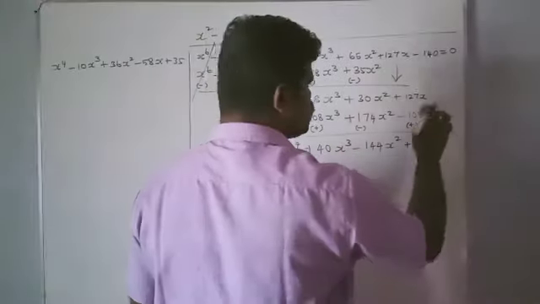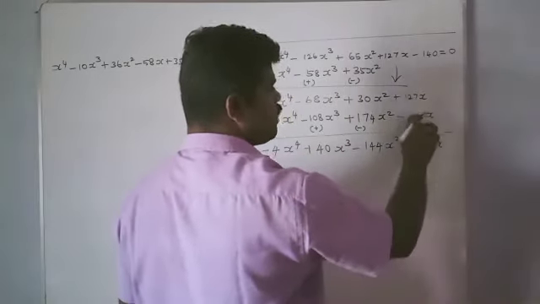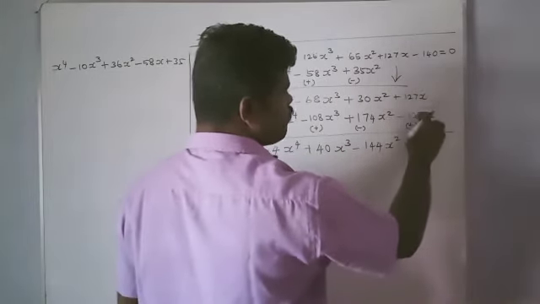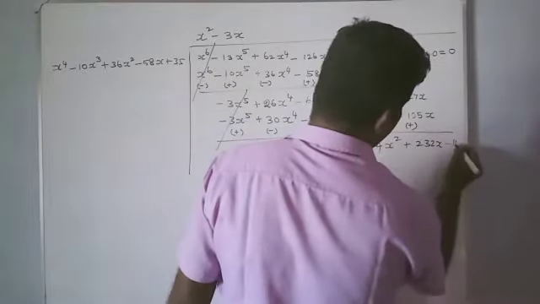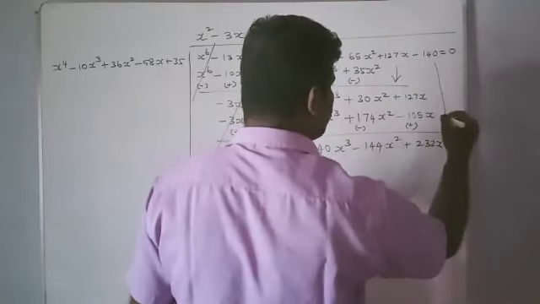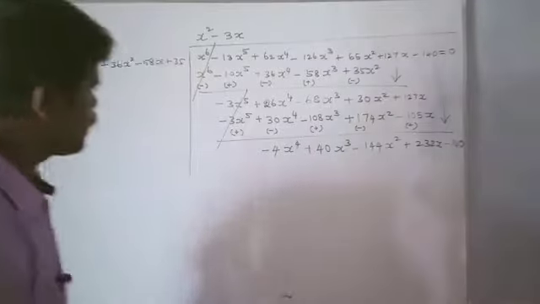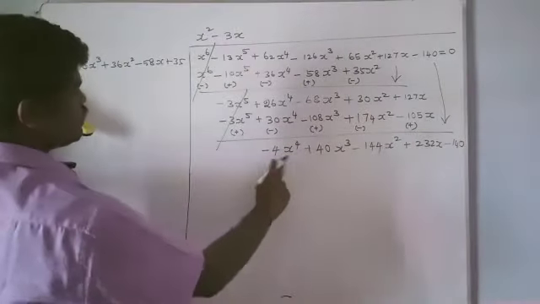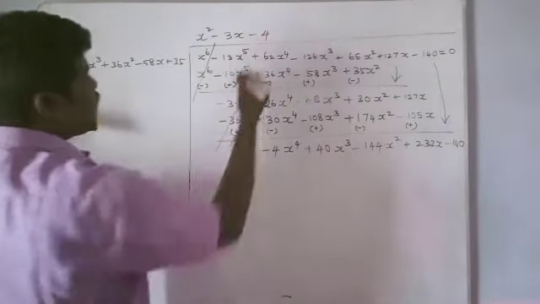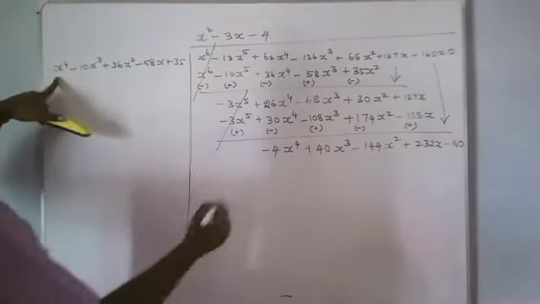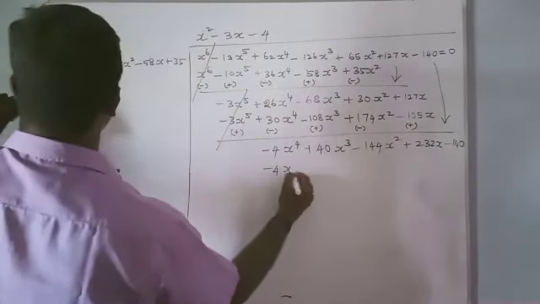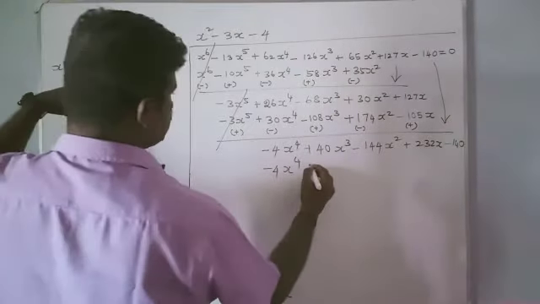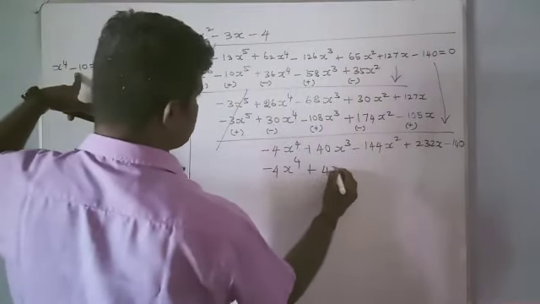232x. Add these two terms: 105 plus 127, 232. And minus 140. Take minus 140 downwards. Here, the first term is minus 4 x power 4, so we have to write minus 4 x power 4, and minus into plus 40 x cube.